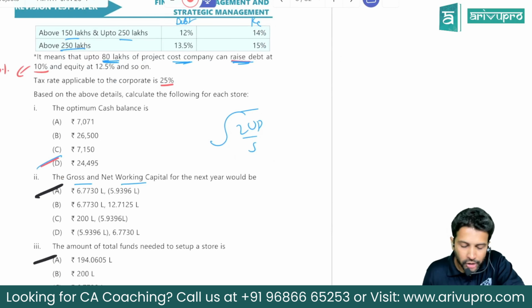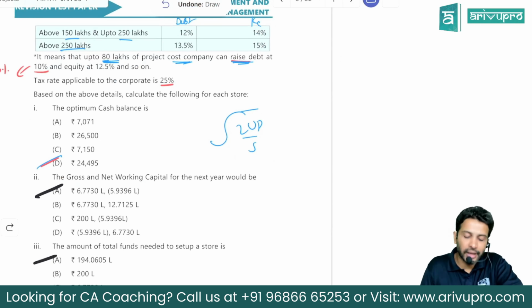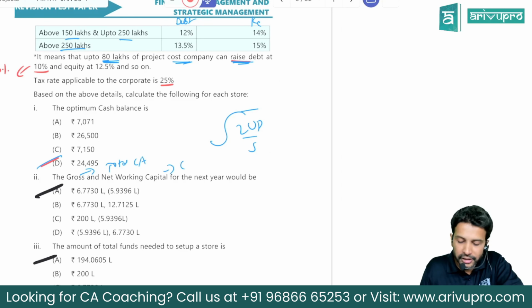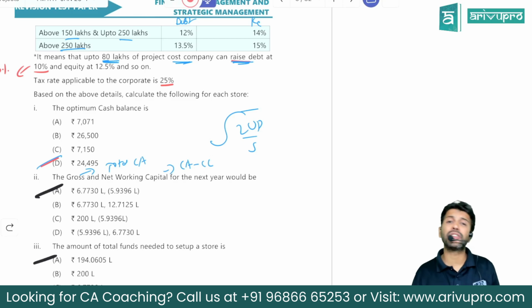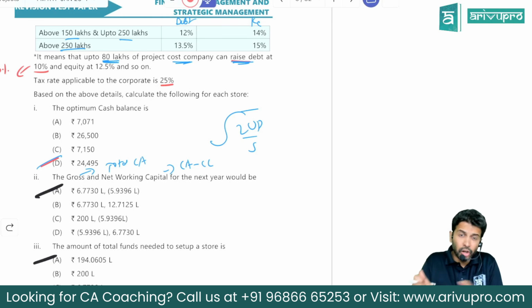Next, they ask gross and net working capital. Gross working capital means what, sir? The total of current assets. From current assets, if you reduce current liabilities, you will get the net working capital. So all the components of current assets and current liabilities, are they given, or do we need to estimate? We need to estimate one by one.